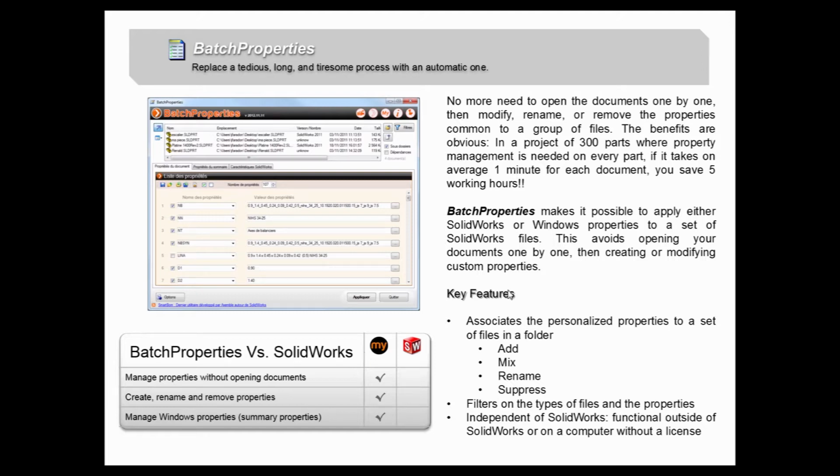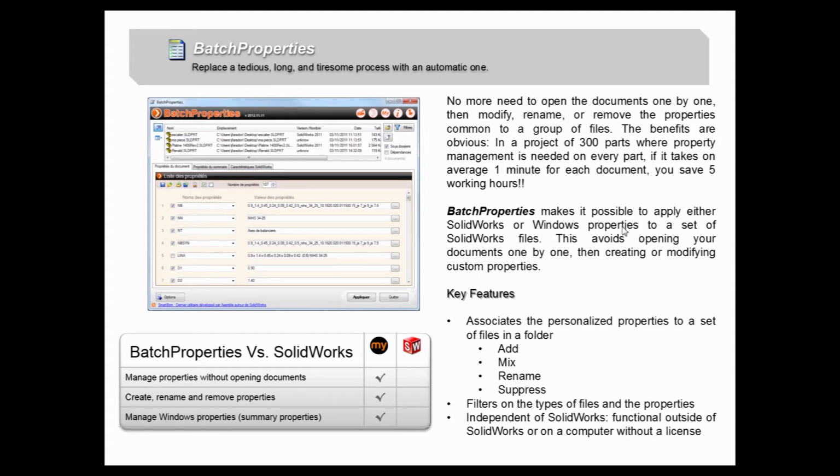of files. So if we take a look at the example here, in a project of 300 parts where property management is needed on every part, if it takes an average of 1 minute for each document, you save 5 working hours. That's time that you definitely want to save, and how the batch properties does it is it makes it possible to apply either SolidWorks or Windows properties, and this actually should be SolidWorks and or Windows properties because you can add them simultaneously, and you can add those SolidWorks or Windows properties to a set of SolidWorks files.